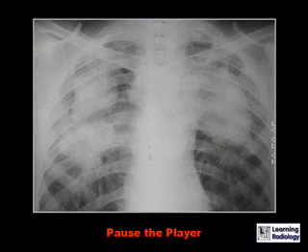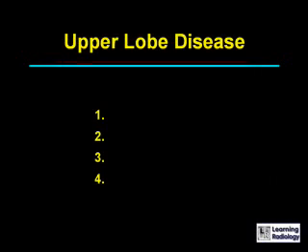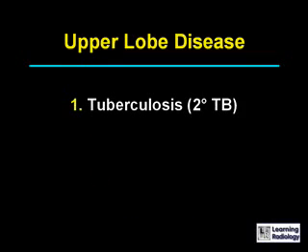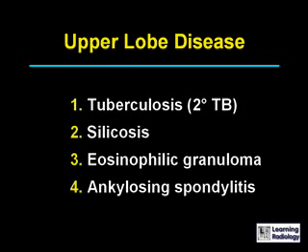This is the next differential. Pause the player. The differential is upper lobe predominant disease. There are 4 main causes. Pause the player. The differential for upper lobe predominant disease is tuberculosis, reactivation tuberculosis, silicosis, eosinophilic granuloma, and ankylosing spondylitis.